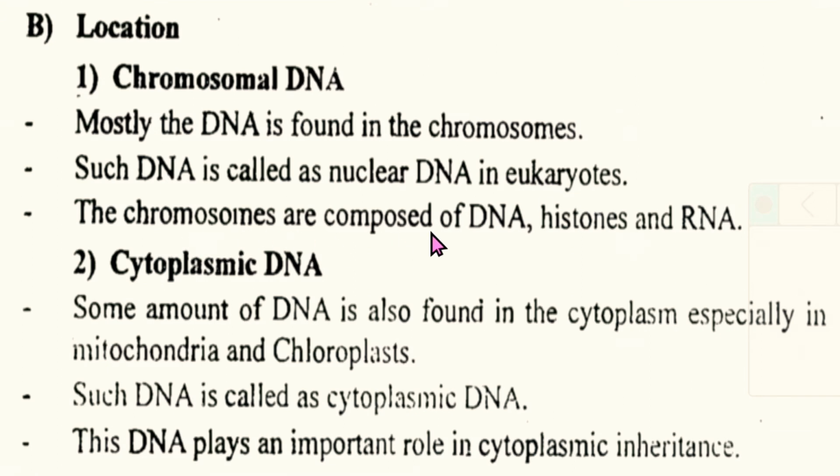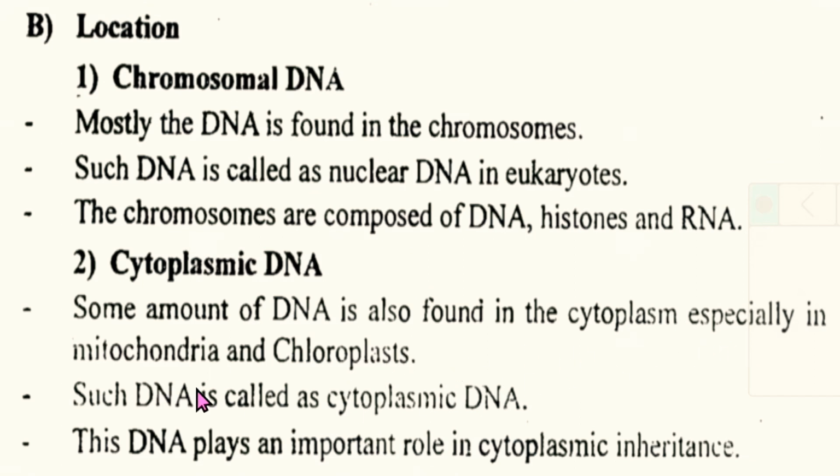The chromosomes are composed of DNA, histones, and RNA. The 3 components of the chromosome: DNA, histones, and the RNA. Second one is cytoplasmic DNA. Some amount of the DNA is also found in the cytoplasm, especially in mitochondria and chloroplast.